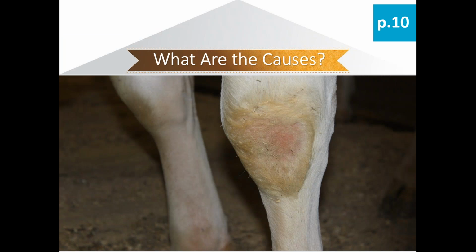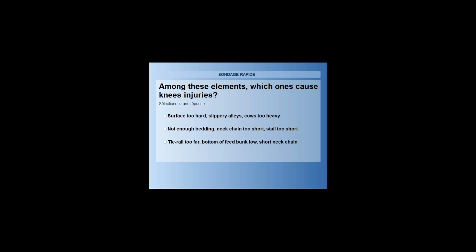And I think, do we have another question? Yes, I think we're going to go again and ask our participants, what are the causes of knee injuries? So Steve will show you the question. Among these elements, which ones cause knee injuries? First choice: surface too hard, slippery alleys, cows too heavy. Second choice: not enough bedding, neck chain too short or stall too short. And then the third choice is tie rail too far, bottom of feed bunk low or short neck chain.